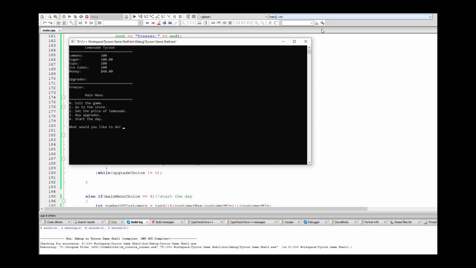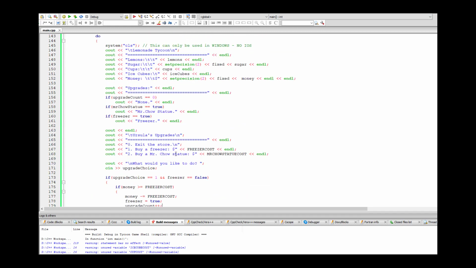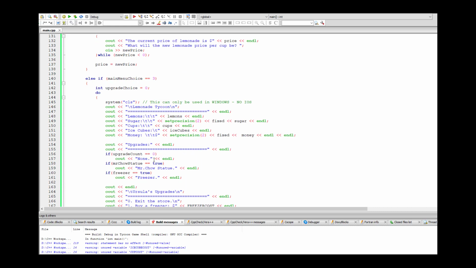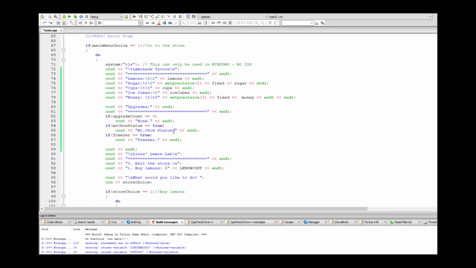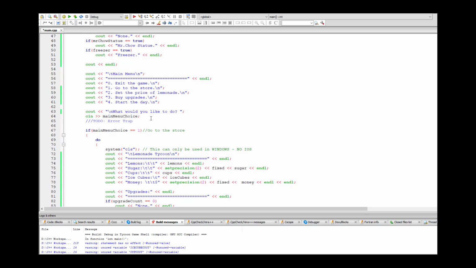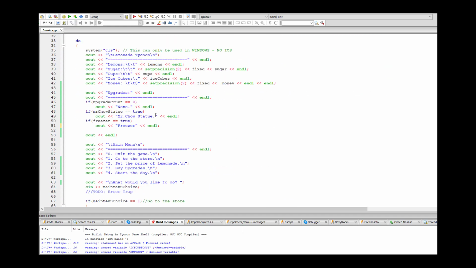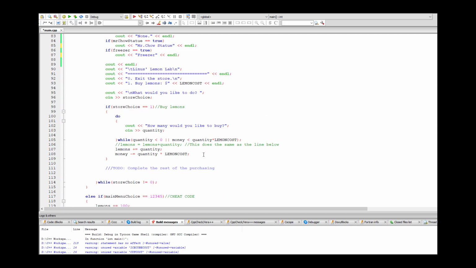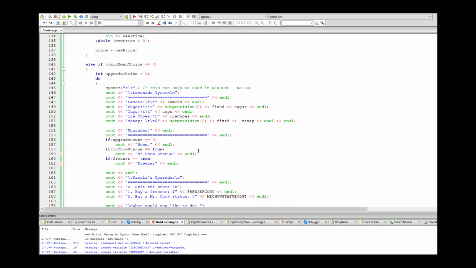Now it says I should have the freezer again. Okay, so let's take that away. Where is it here? Mr. Chow statue, freezer. I gotta change that in 3 different places. And here as well. All right, so that's basically how you can get them to purchase upgrades.